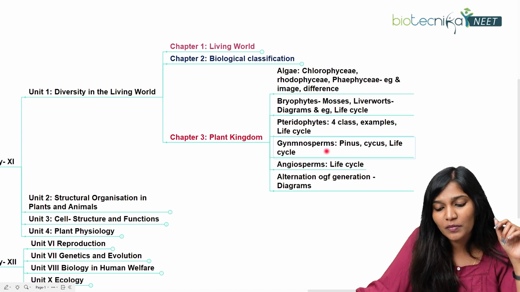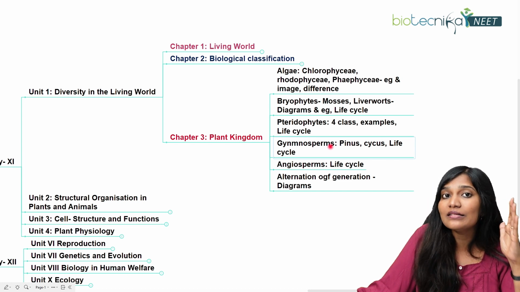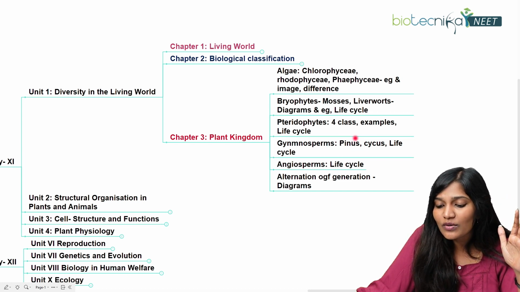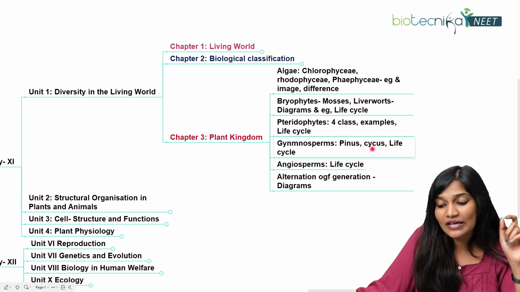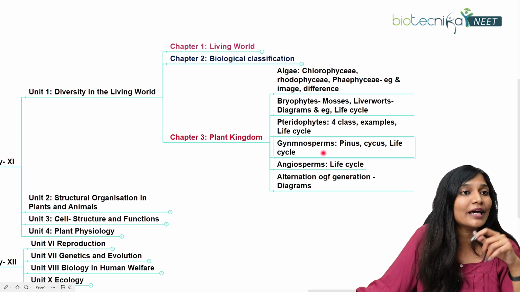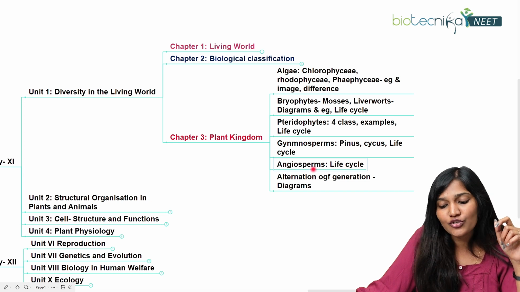The next is gymnosperms. When you study gymnosperms, you have to study the difference between a cycas and a pinus. So the symbiotic association of pinus with the mycorrhiza, and what is going to be the symbiotic association with the cycas. So you have to study these two differences, and also the life cycle in gymnosperms. This is very important.